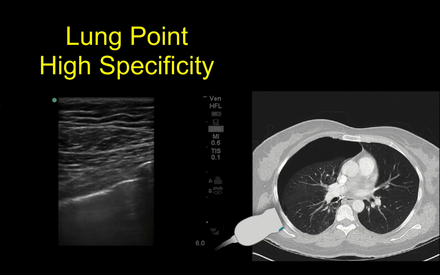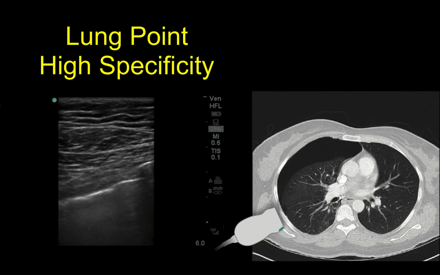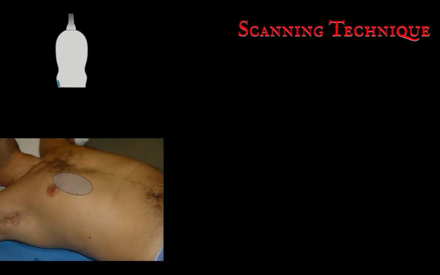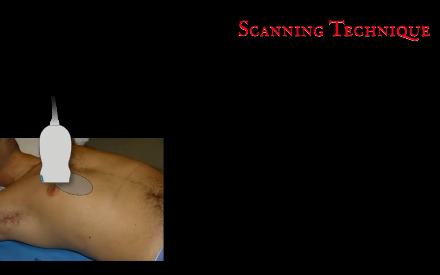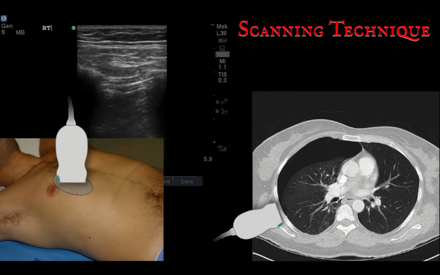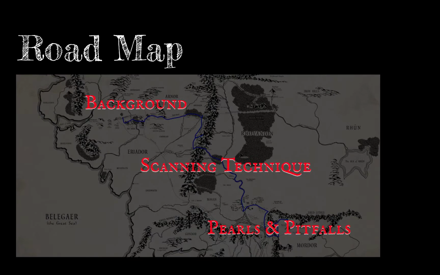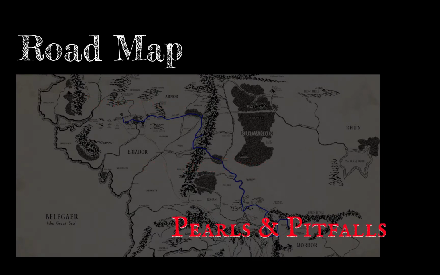Some reports have even claimed 100% specificity in the right patient population, but we'll talk in a little bit about some pitfalls to assuming that's the case. First, let's summarize the scanning technique. Start with the highest place in the chest, slide up and down to find a spot with a pneumothorax, and when you find it, slide down until you see a lung point. Sounds pretty easy, right? So what are these pearls and pitfalls that can trip you up?